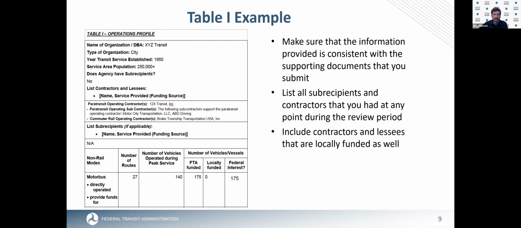We also ask that in this operations profile, you include contractors or lessees that are locally funded, as well as FTA funded contractors, sub-recipients, or lessees. That is just so the reviewer can have a more holistic profile of your agency. Obviously, the triennial review in most cases sticks to just FTA funded programs, but just to have that context, we also ask that you put some locally funded information in there if it is relevant. Great, let's continue on.